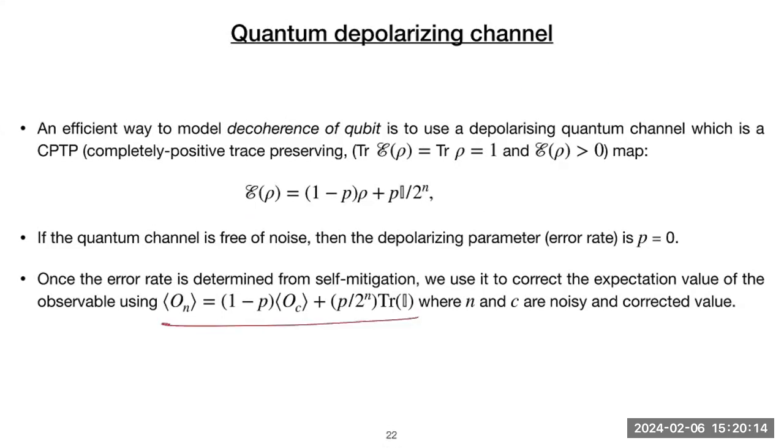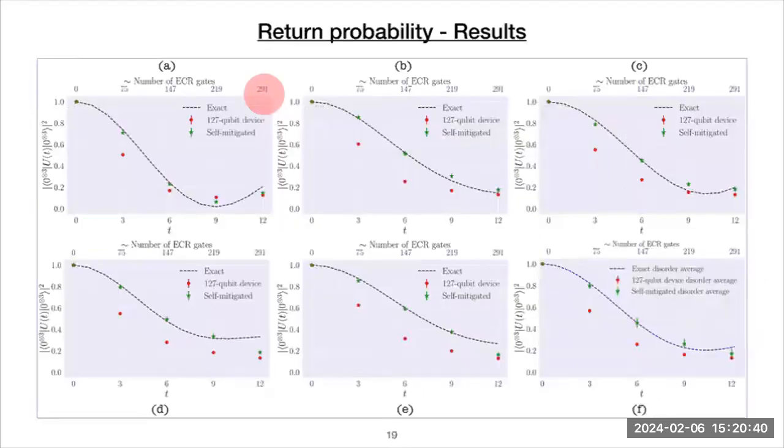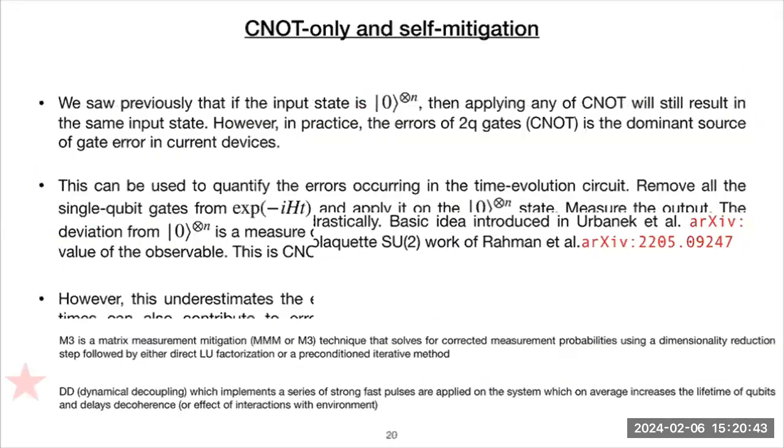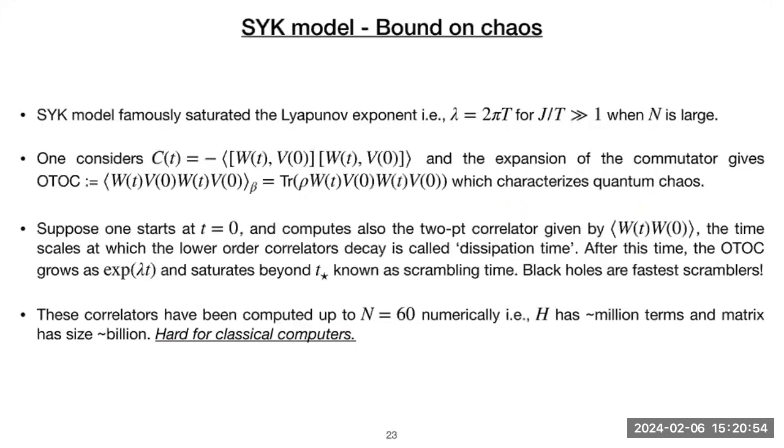So it's simple. You have rho and you want to compute an expectation value. So it's just trace of rho O. So you just multiply it like this. So the noisy value is related to the corrected value by this equation. If P is equal to 0, then the noisy value is the corrected value, but otherwise it's not. So we use this equation, and that helps us go from the red points to the green points. So this is what the error mitigation is doing. We are using the C0 only mitigation in addition to the quantum depolarizing channel, and then correcting the value which we are getting from the IBM quantum computers.